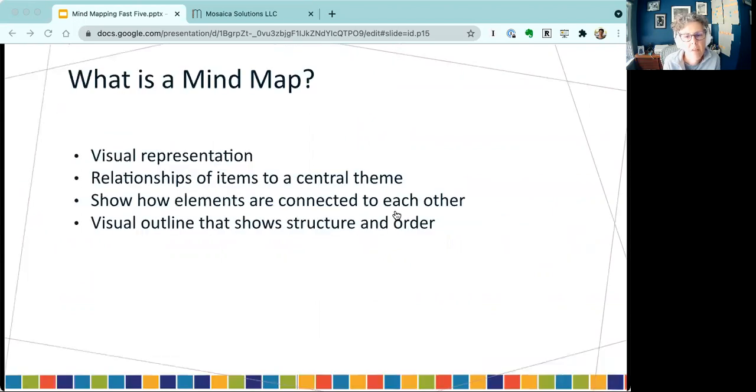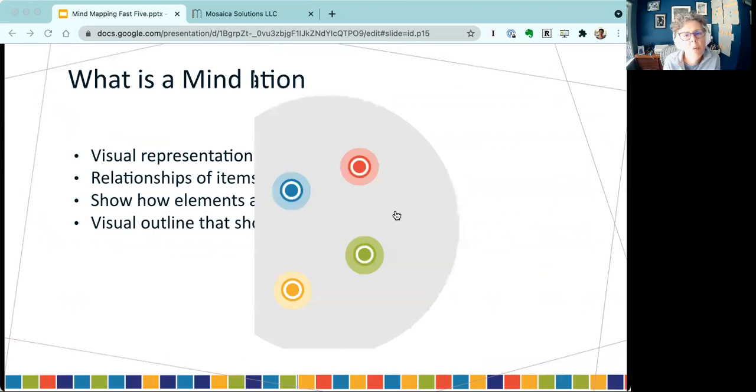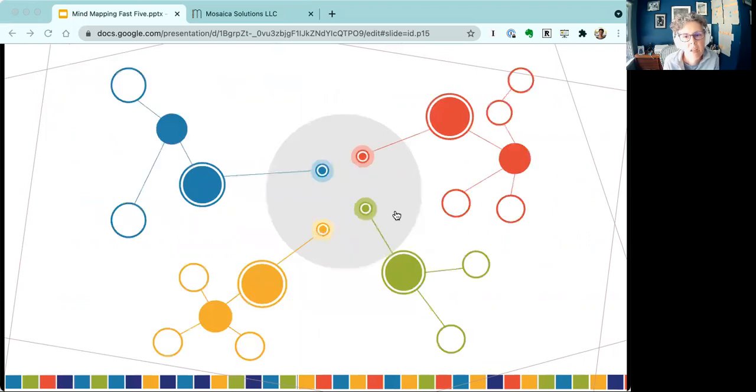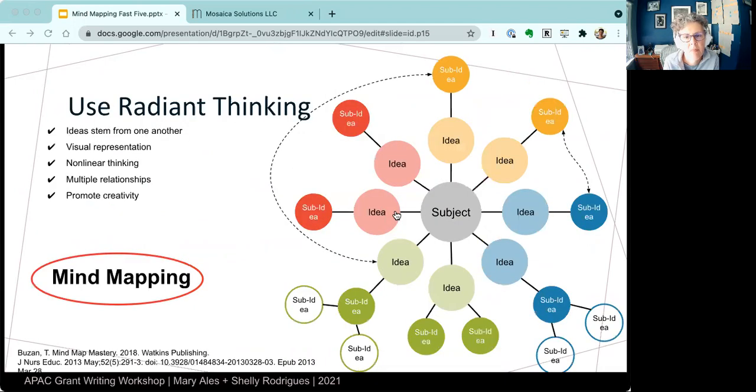What is a mind map? A mind map is a visual representation that conveys relationships of items to a central theme or topic. Mind maps are great for describing relationships and showing how elements connect to each other. Think of a mind map as a visual outline that shows structure and order. A mind map allows you to look at ideas, their connections, and their relationships with each other.